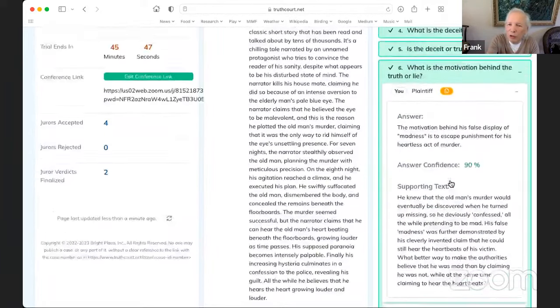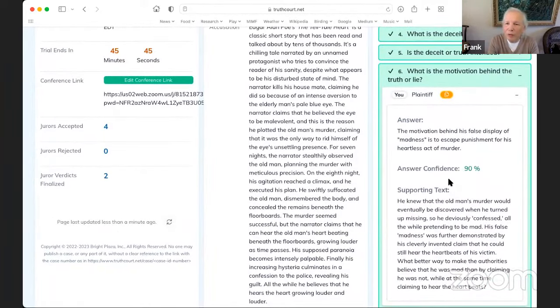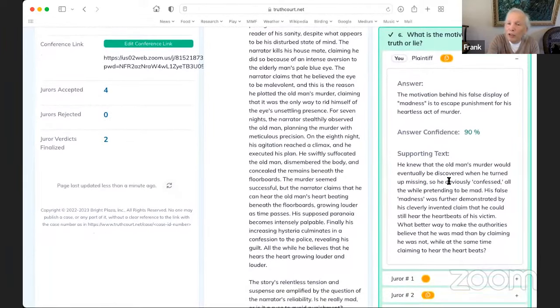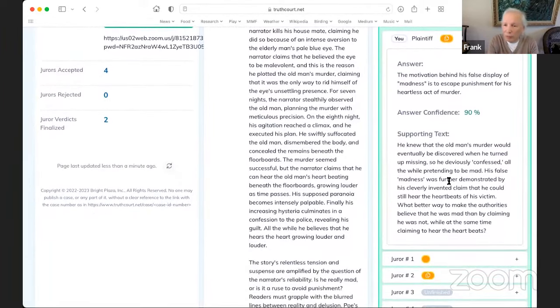What's the motivation? Well, I think the motivation behind this false display of madness is to escape punishment for his heartless act of murder. I think that he was pretending to be mad so that he would not be summarily executed for his act, but be treated like a madman and maybe later escape. He knew that the old man's murder would eventually be discovered when he turned up missing, so he deviously confessed, all the while pretending to be mad.